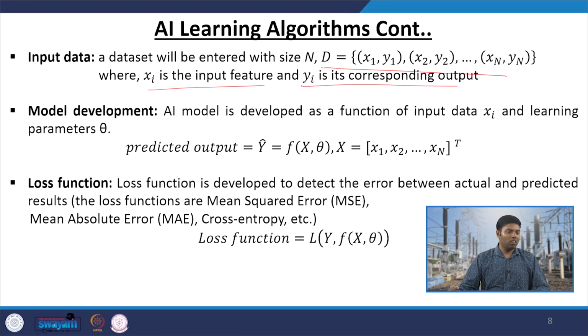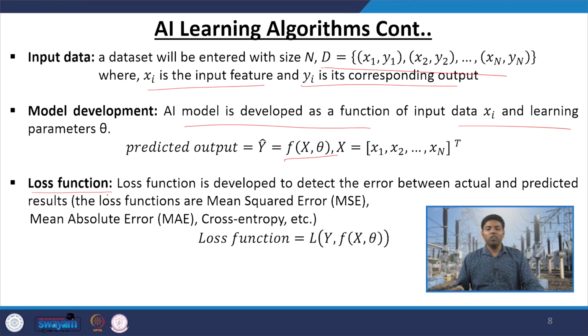With the training data, it learns how to respond if a situation arises. Then it will develop the model with the learning parameters, that is, which parameters it has to learn with the function f, with the input data and also the learning. Then it will derive a loss function. That loss function will guide it towards the proper training.